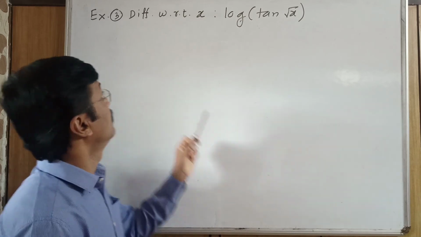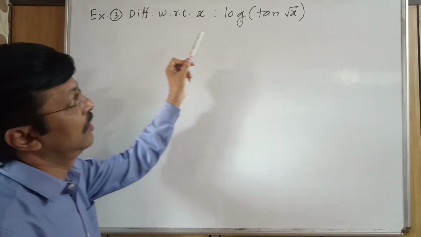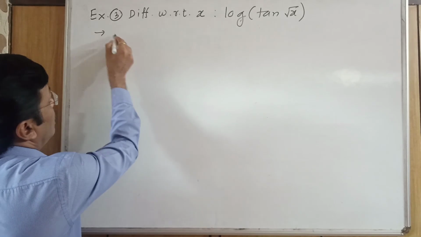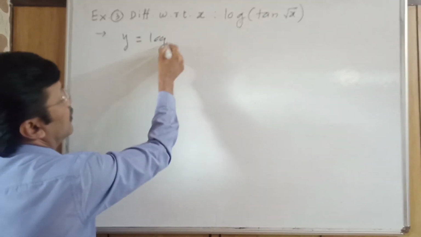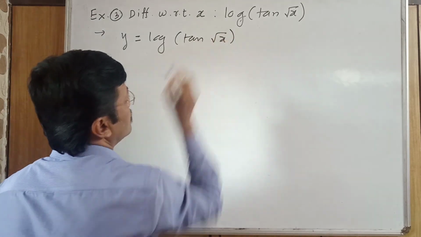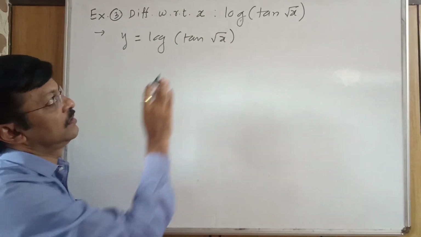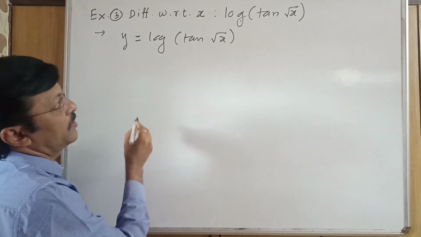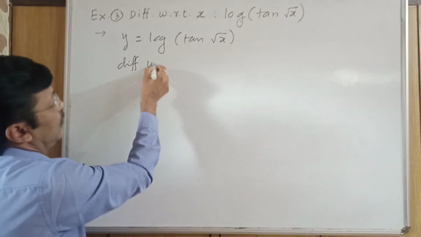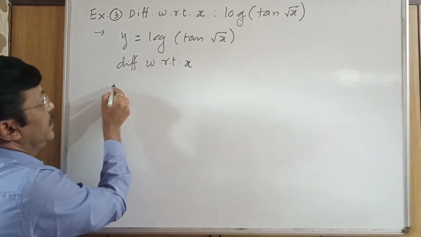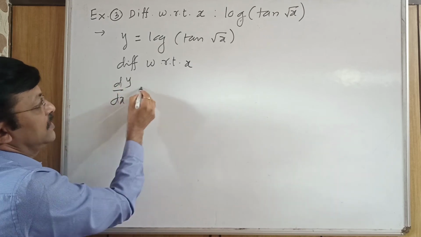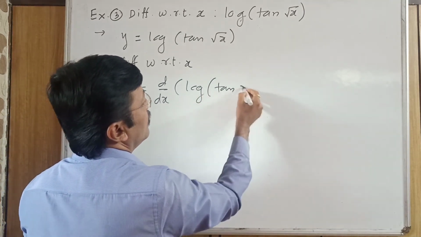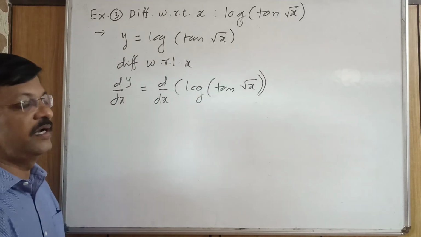Let's see a new example. Differentiate with respect to x log of tan of root x. So we use y for denoting the given function, as a nominal step. y is equal to log of tan of root x. Then differentiating with respect to x, we get d by dx of the left side, that is dy by dx, is equal to d by dx of the right side, which is d by dx of log of tan of root x.